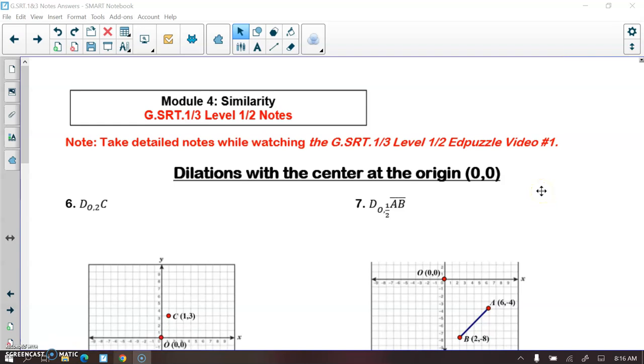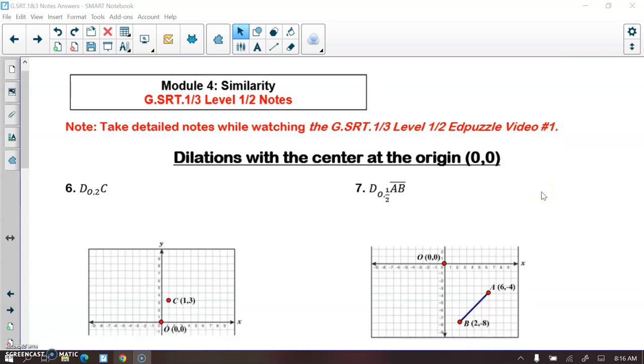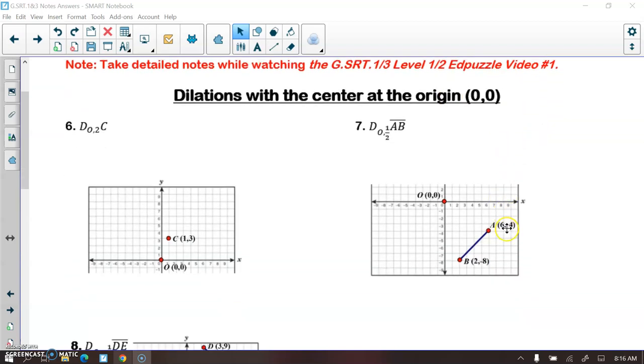All right, so now we're going to perform some actual dilations. There are a couple of ways to do a dilation from the origin. An easy way to do a dilation from the origin, and this only works from the origin of the graph, is we take our scale factor, which is 2, and we multiply both our x and y of our C by 2 to get our C prime.